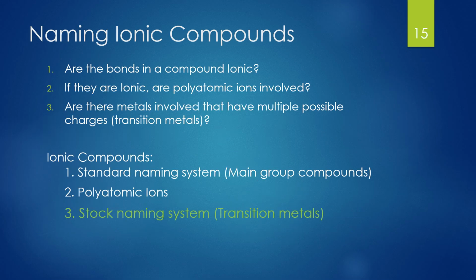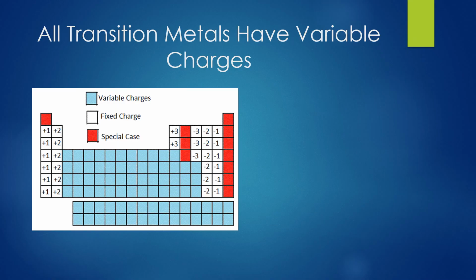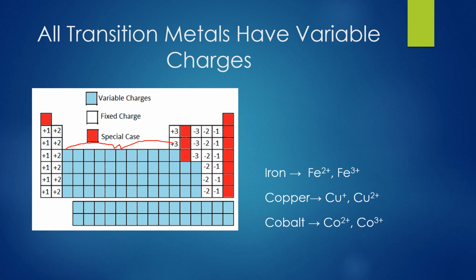So we've covered the main group compound naming system and the polyatomic ion naming system. Let's look at the last and most difficult way, which is ionic compounds that contain transition metals. So transition metals, remember, they have variable charges. That's this whole section in blue. Remember, these are all the transition metals. Since they have variable charges, and we don't know what their charge is, we need to figure that out in order to name it.